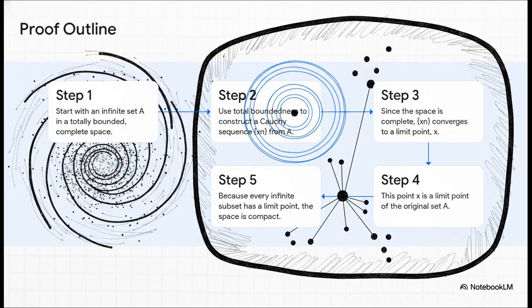The logic here is just so elegant. You start with any infinite set. Because the space is totally bounded, you can keep zooming in and trapping infinitely many points in smaller and smaller areas. This lets you build a Cauchy sequence. And here's the magic step. Because the space is complete, we know for a fact that sequence has a limit inside the space. And that limit point proves our original infinite set has a limit point, which is the very definition of being compact. Completeness is the hero that guarantees our sequence actually lands somewhere.